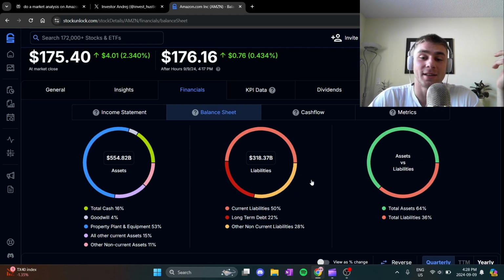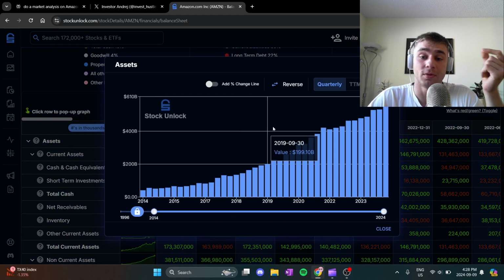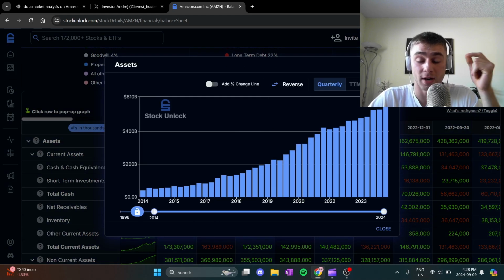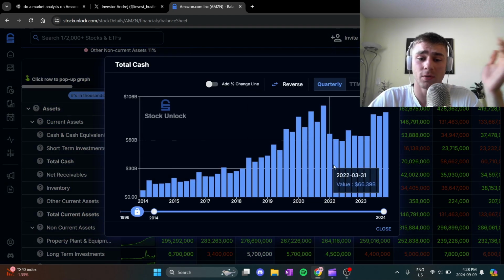One thing I like is, again, Stock Unlock, just like Yahoo Finance, won't always have the exact right numbers. So I always encourage you guys to go to the company's website and look at their SEC filings for the exact numbers. But a really cool thing right here: you want to look at the cash and how it's been changing. It'll give you a whole graph.